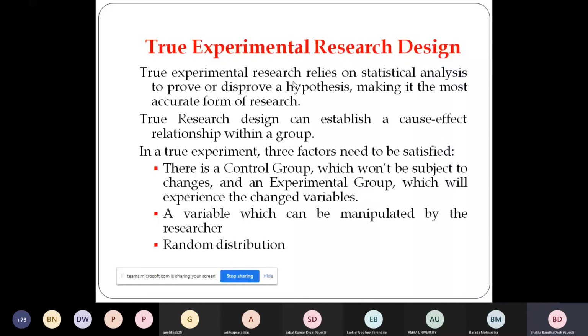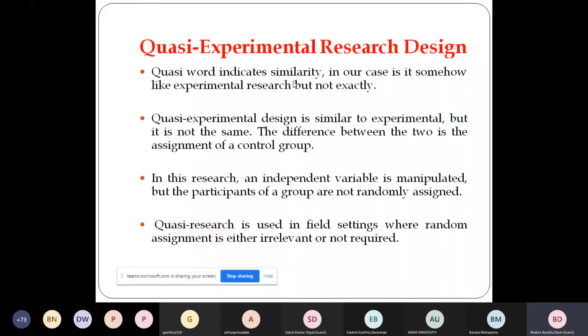Then the next one is your quasi-experimental research design. When you talk about the quasi, it indicates, similarly in our case, somewhat experimental research, but not exactly. That means partly it is experimental, partly not. Quasi-experimental design is similar to experimental, but not the same actually. The difference between the two is the assignment of the control.